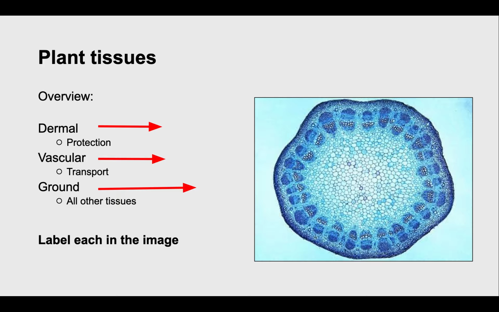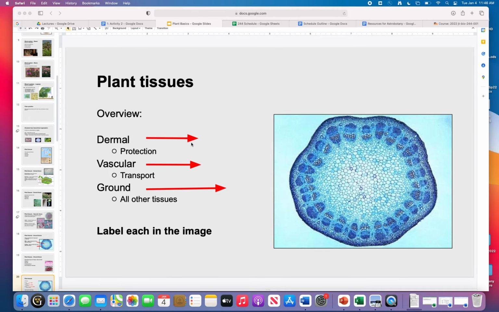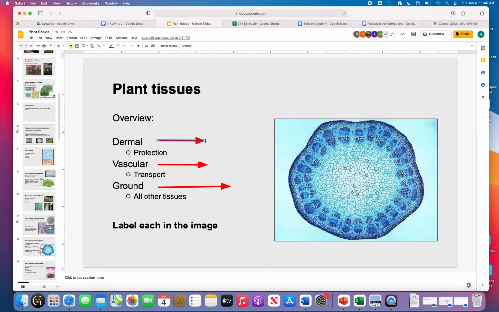All right, so if I were to look at this image and have you label it, if I were to look at the dermal tissues, where might I look on this image and put my arrow? Like the very outside. The very outside, yeah. So what do dermal tissues do? They protect, yeah. So if I were to drag this arrow, right? Oh, can't do that while I am presenting. All right, I would drag it to the very outside there. This very fine layer at the very edges of our cross section.